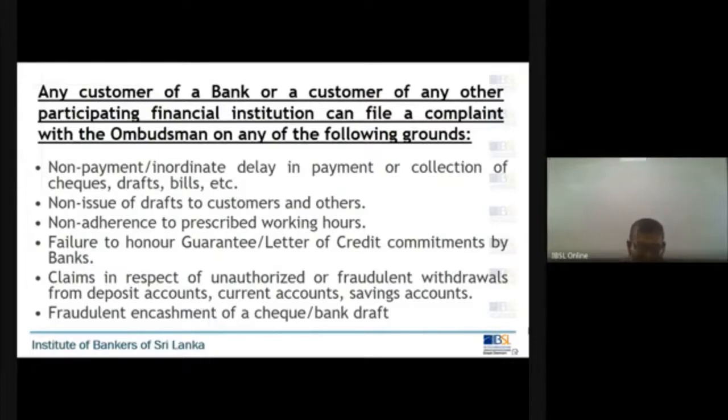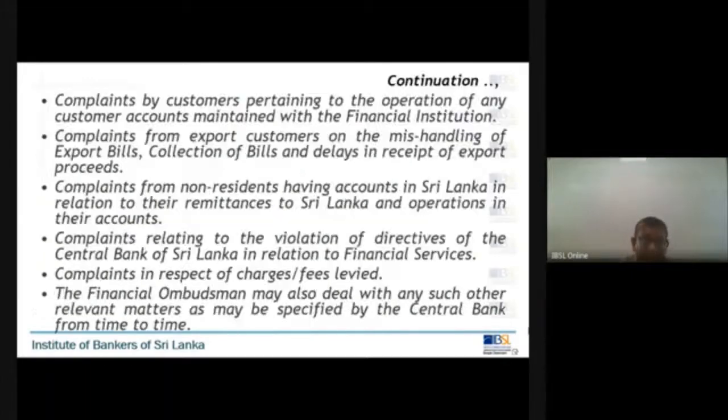Somebody has fraudulently withdrawn the customer's money. There are so many things the ombudsman can handle. Complaints by customers pertaining to the operations of customer accounts. Complaints from export customers about mishandling of export bills. Complaints relating to violations of directives of the central bank, and complaints in respect of charges and fees levied by the bank.